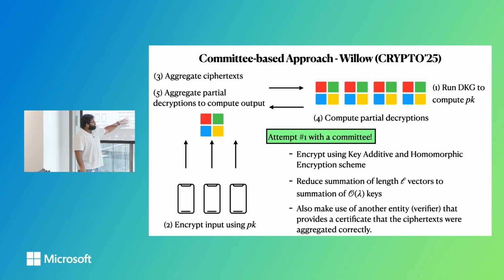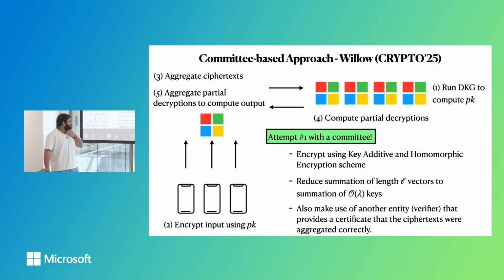Now you want to encrypt vectors and not just a single input. These model updates are typically vectors. The goal of using key additive homomorphic encryption is to reduce the size of the ciphertexts that are sent to just your keys, encrypting keys rather than encrypting the input vectors themselves. But we don't need to go into that right now.